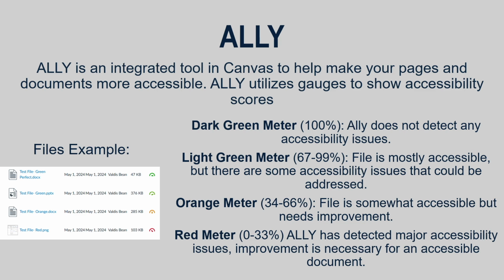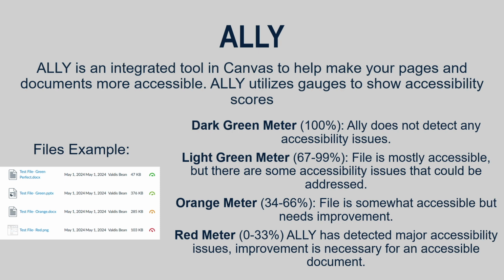Now let's talk about Ally. Ally is an integrated tool in Canvas to help make your pages and documents more accessible. Ally works based off a checklist of accessibility issues possible on a page or document, and then it utilizes gauges to show the accessibility score of that page or document. The dark green meter is 100% accessible, and that means that Ally does not detect any accessibility issues.